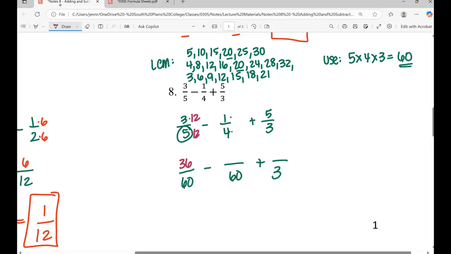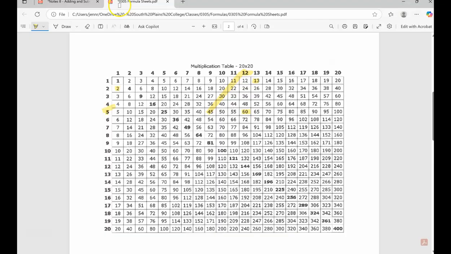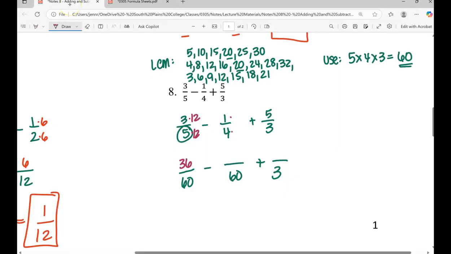Now I look at my 4. Here's my 4 row. 60 shows up right here, which means I have to multiply by 15 to get that common denominator. 15 times 1, 4 times 15, 15 over 60.